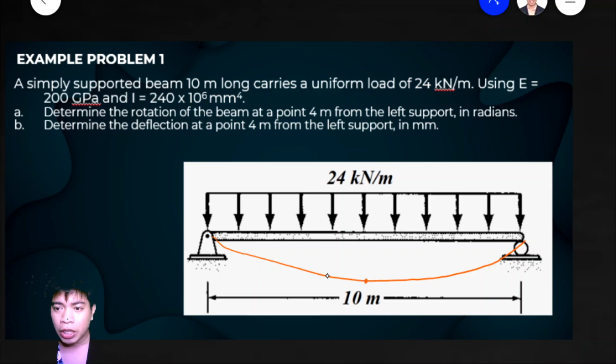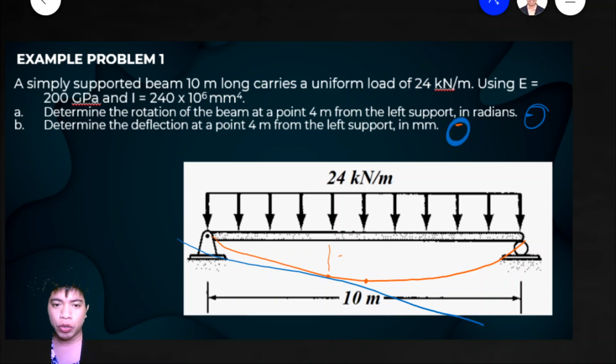What is being asked is the slope and deflection at a point 4 meters from the left support. This is our 4 meters. What we expect is that the deflection is obviously negative, because the deflection is downward. And for the rotation, if we draw a tangent line here, the tangent line is like this, and that is also a negative rotation, a negative slope. So we expect the signs at both A and B to be negative.